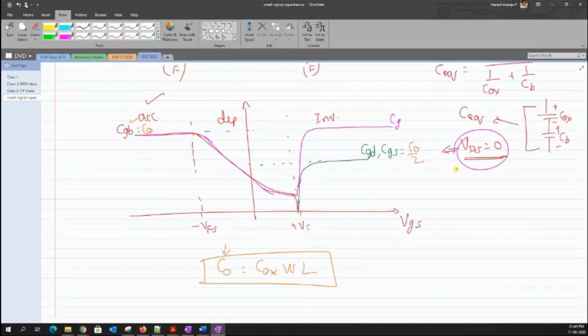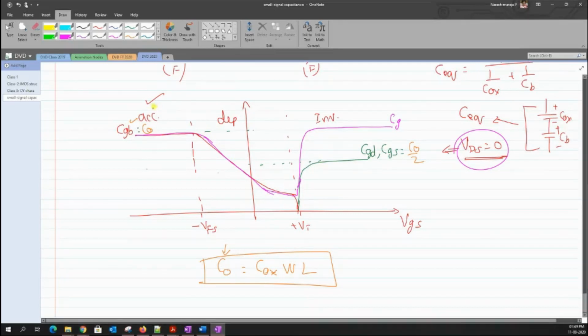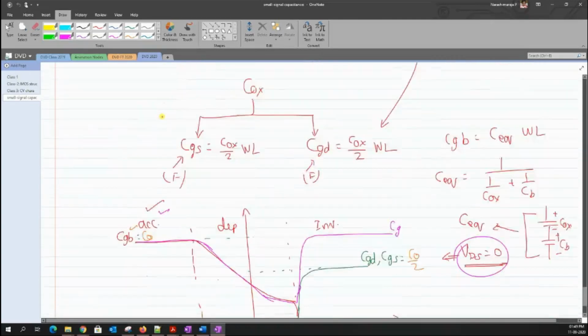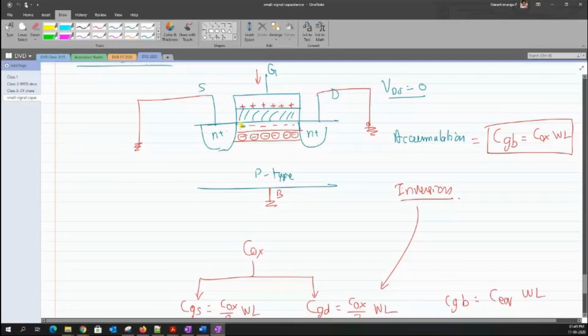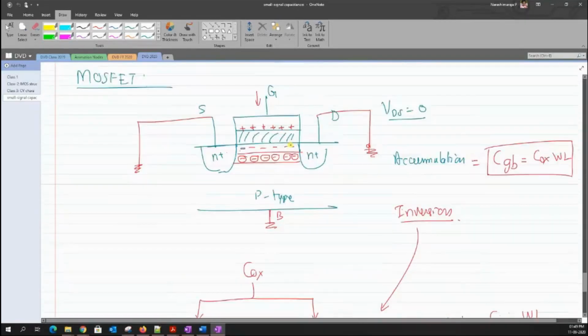Because the VDS actually plays a role in which region? Does it play a role in the accumulation region? Does any value of VDS play any role in the accumulation region? What happens when you vary the potentials across the source and the drain when you have just positive charges in the accumulation region? It only plays a role in the inversion region. Yes, exactly. I want that answer to be told by you.